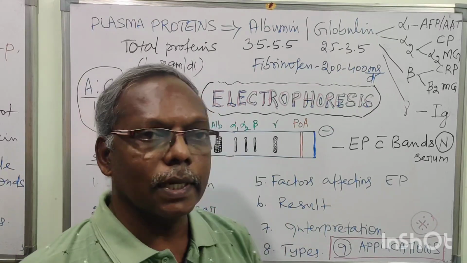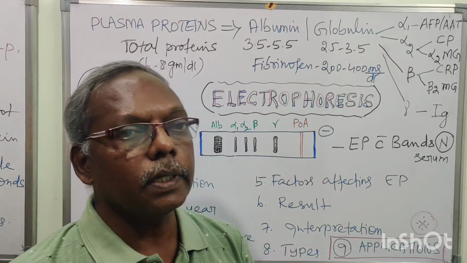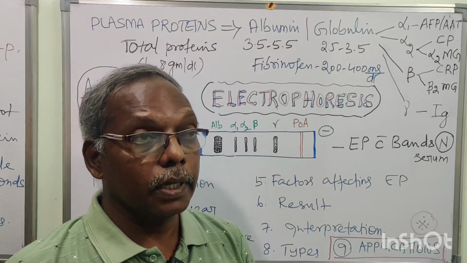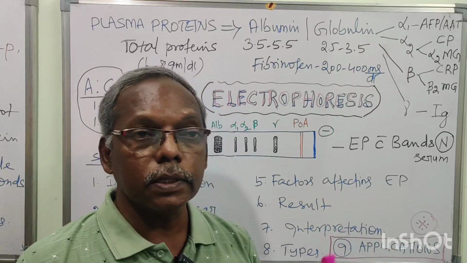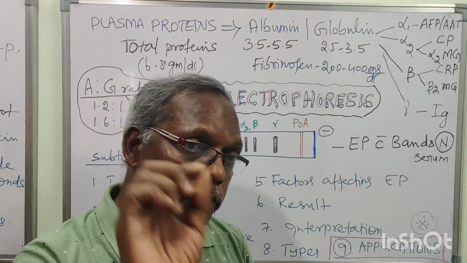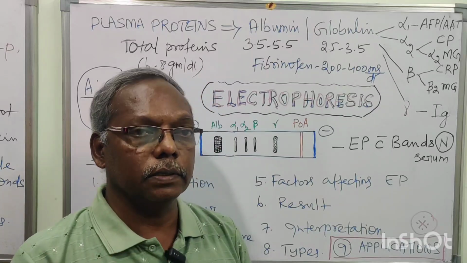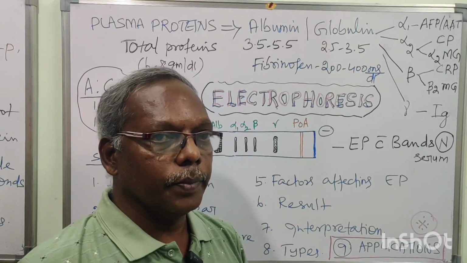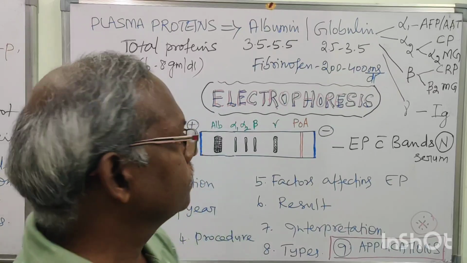And next one is types. What are all the types available in electrophoresis? And last one is applications. I am underlining this because sometimes they will ask only the applications of electrophoresis. Very simple, very easy. Right, 4 or 5 applications I am giving. That is enough for your 5 mark question. Okay.